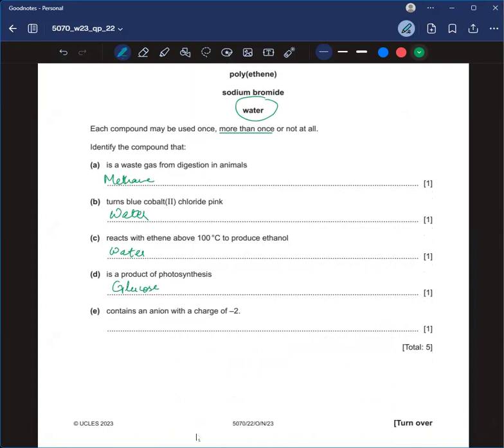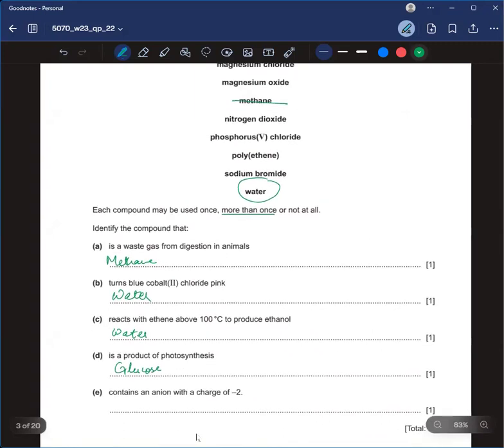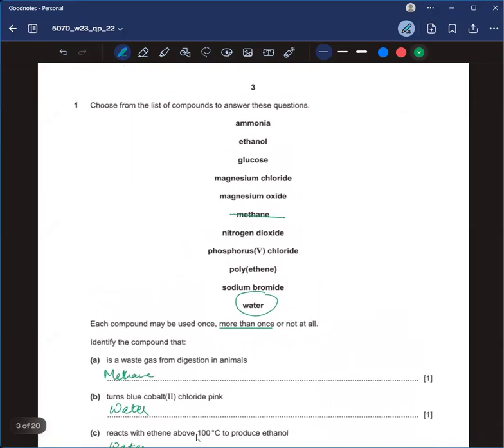Contains an anion with a charge of -2. An anion, that means it should be an ionic compound. So let's see, do we have an ionic compound? No. Yes. Yes. No. No. No. Yes. Okay, -2. We know that calcium has a +2 charge and it can have an anion with a -2 charge. So we won't take sodium, we'll take magnesium. But as we write the formula, MgO, and this would be MgCl2.